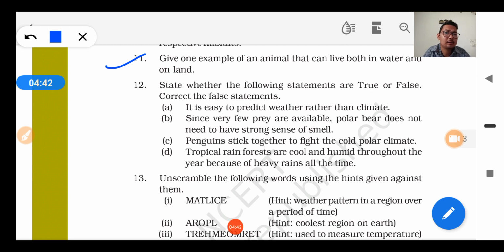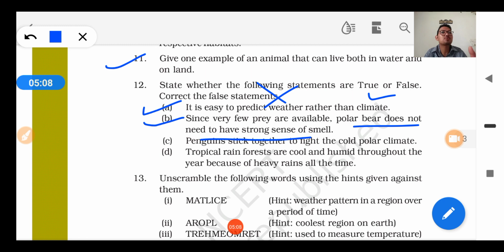Question number 12. State whether the following statements are true or false. Correct the false statement. 12, part A. It is easy to predict weather rather than climate. No, it is easy to predict climate but not weather, because weather keeps on fluctuating. Okay, so part B, since very few prey are available, polar bear does not need to have a strong smell.